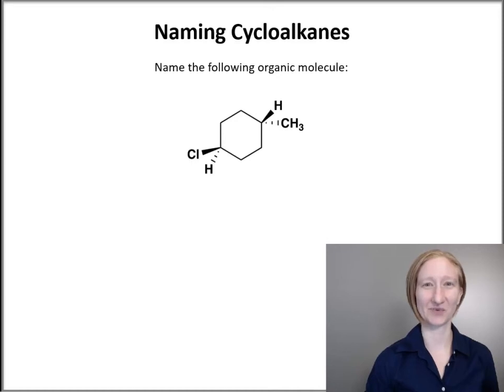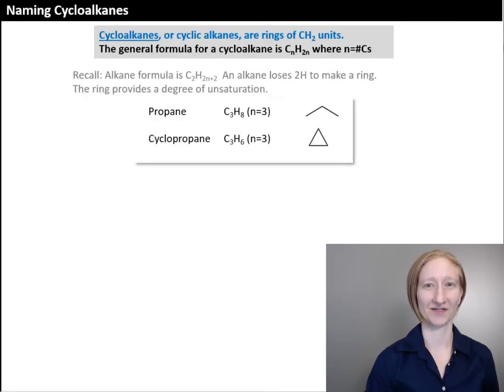In this lecture series, we'll learn about the naming and stereochemistry of cycloalkanes, or cyclic alkanes. Cycloalkanes are alkanes that form ring structures composed of CH2 units. They'll have the general formula shown here with n number of carbons and 2n number of hydrogens.